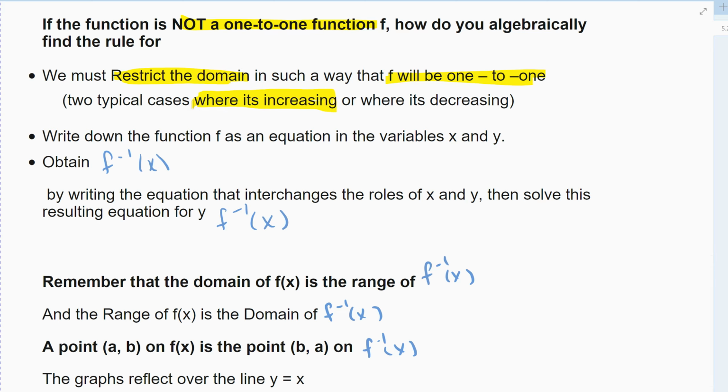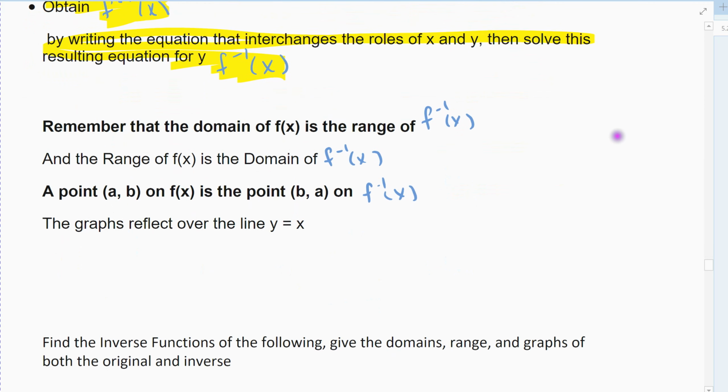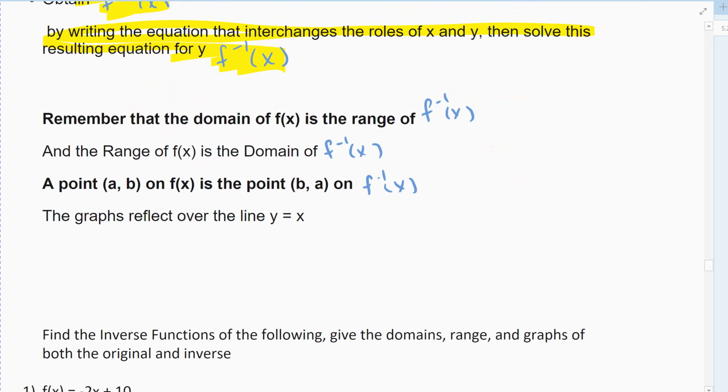And then after that, once you've restricted the domain where it is 1 to 1, then it's the same process we did before. Write down the function as an equation, flip the variables x and y, solve so you get your inverse. So again, all of that's the same process that we did earlier. The new part is restricting the domain. Right? Then the check that you've done it right, besides doing the substitution, is the domain of f should be the range of the inverse.